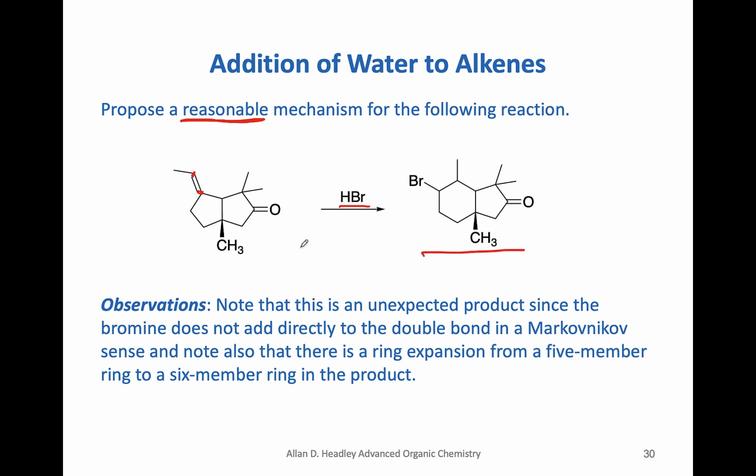So a couple of observations here. The first is that in this unexpected product, the bromine doesn't add to the carbon here. The next observation is that this 5-membered ring has now expanded to a 6-membered ring. The reaction is right here. So let's see, how can we propose a mechanism to account for this ring expansion and this unexpected product?